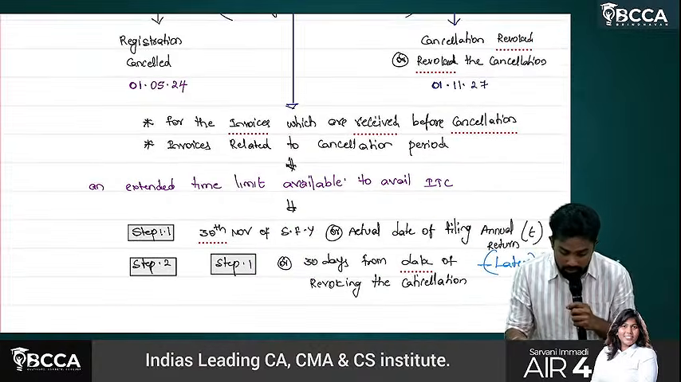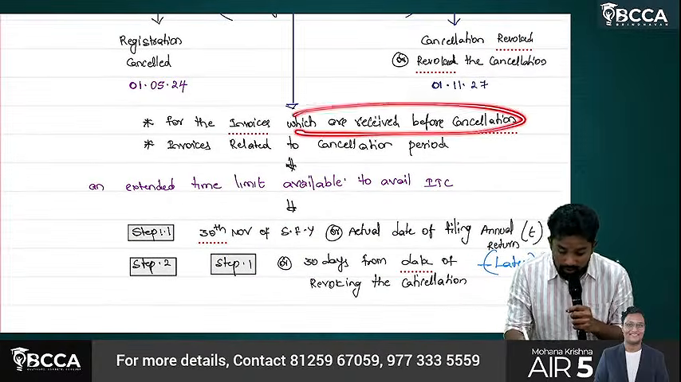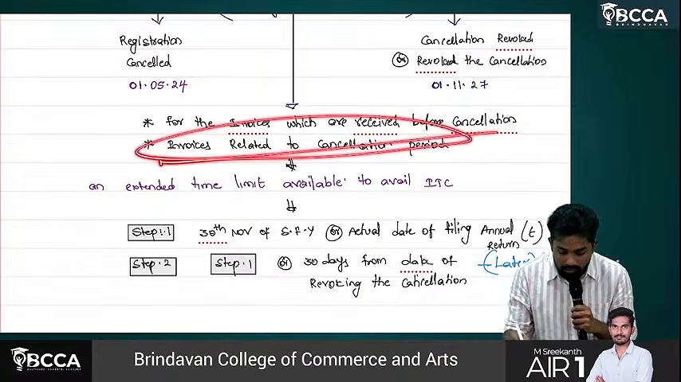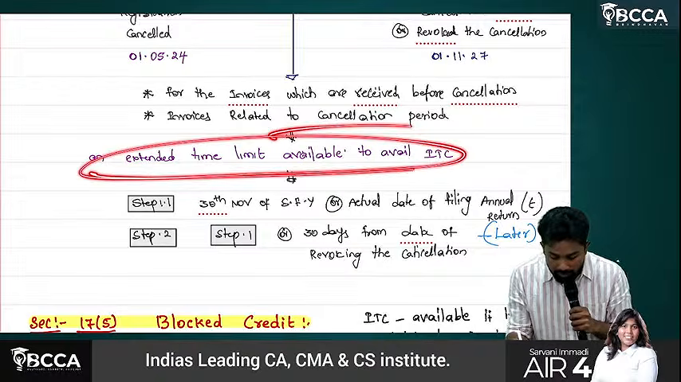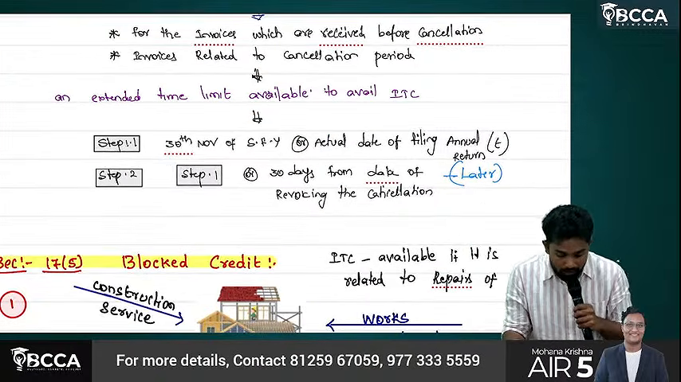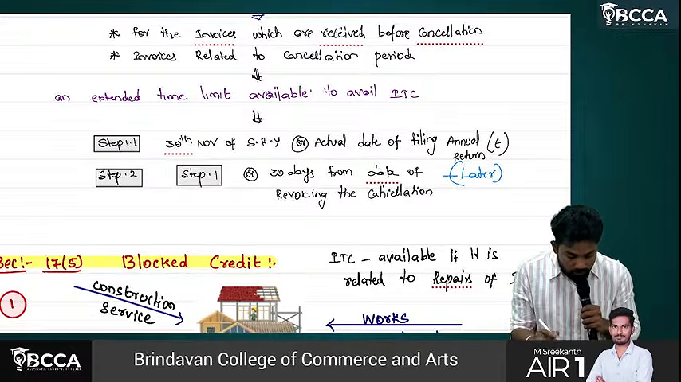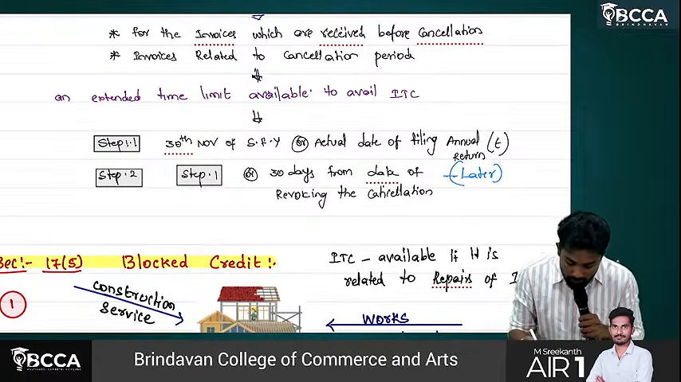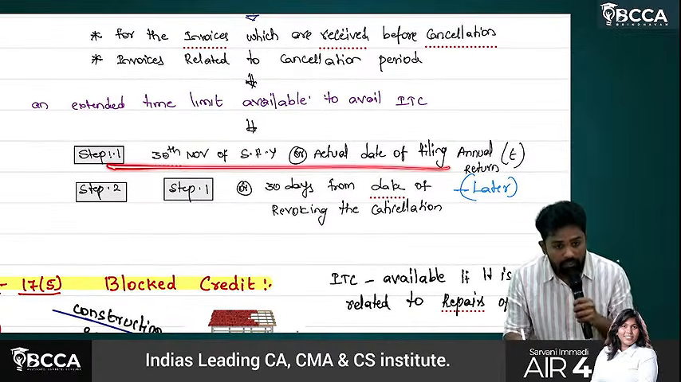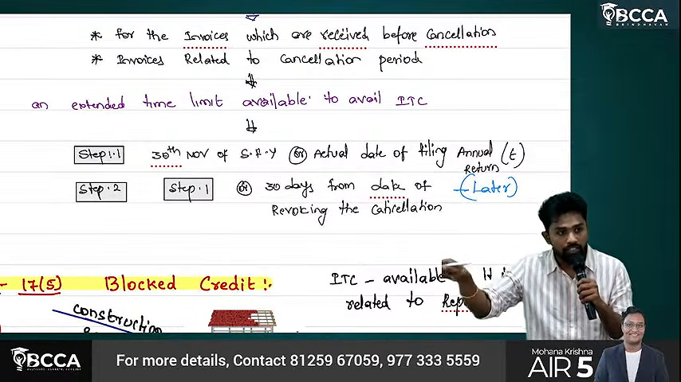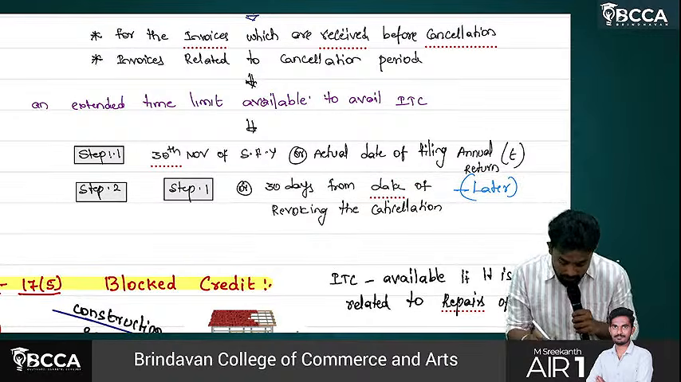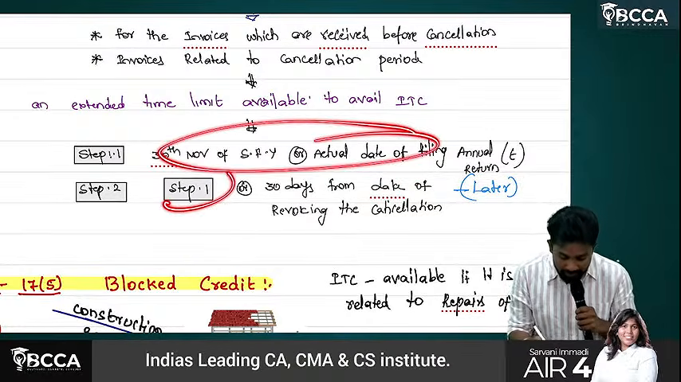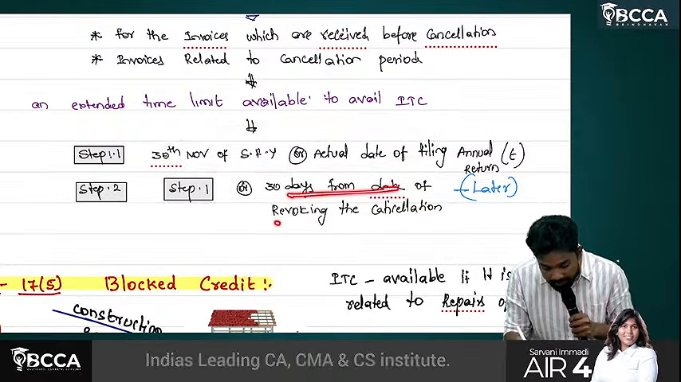What is that? For the invoices which are there before cancellation and invoices related to the cancelled period, an extended time limit is available to avail ITC. There are 2 steps. First, we need to calculate the normal time period: 30th November of the succeeding financial year or date of filing annual return, whichever is earlier. Step 2: this step 1 time period or 30 days from the date of revocation.